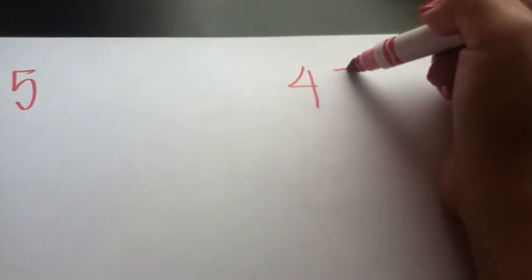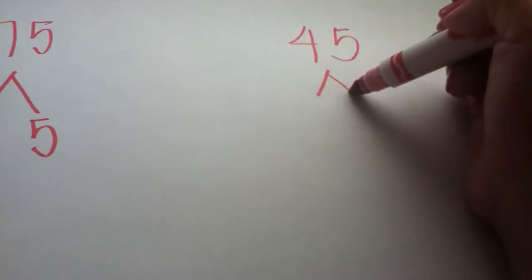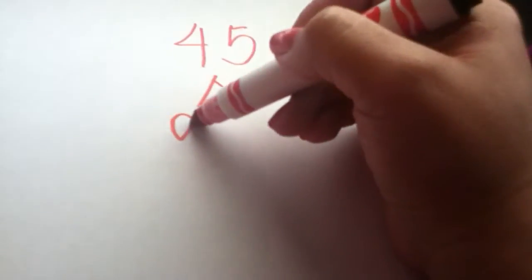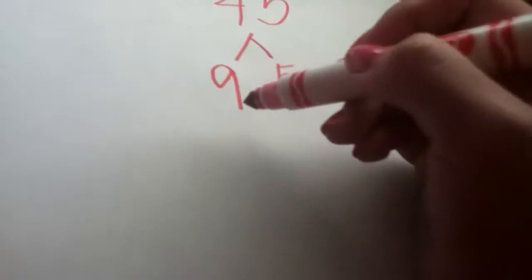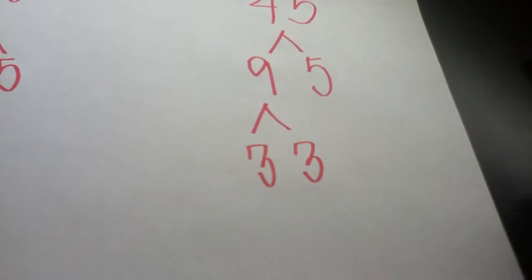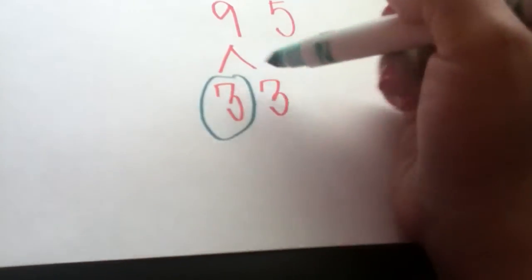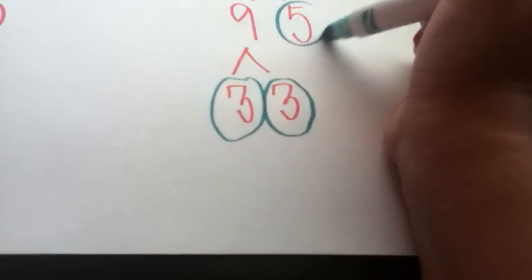So 75, 45. We're trying to get the prime factorization. So this would be 15 and 5. 15 can be factored out again to be 3 and 5. 45 would be 9 and 5. And 9 can be factored out again to be 3 and 3. Our prime factorization of both numbers would be all the numbers you cannot factor out anymore. So the numbers that I'm circling.